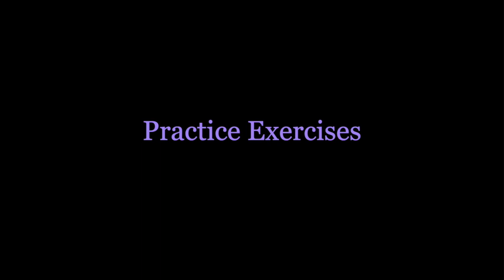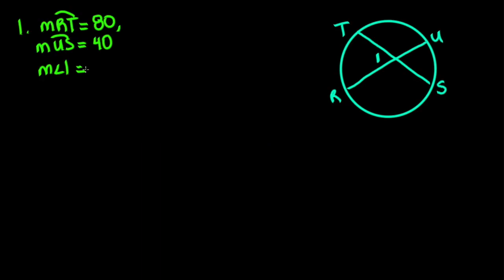All right, so our first problem is telling us that the measurement of arc RT equals 80, the measurement of arc US equals 40, and we're asked to find the measurement of angle 1. So remember, we're going to count this as an inside angle since it's inside of our circle, and the formula for that is going to be 1/2 arc plus arc is going to equal whatever angle we're trying to find. So let's just go ahead and plug in our values for this equation.